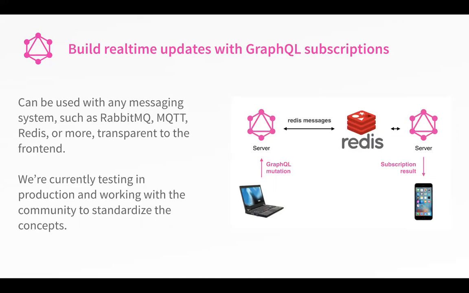But we're also seeing people implement plugins for various other messaging services. Some examples are RabbitMQ, MQTT, maybe something that even uses database triggers to update those subscriptions. So there's a ton of things you can do once you have the basic abstractions.